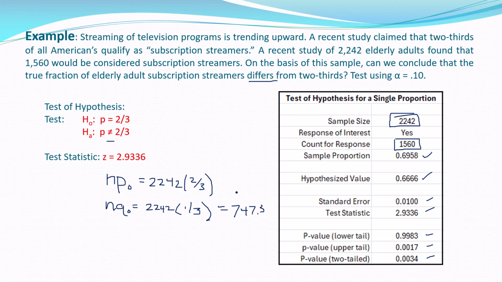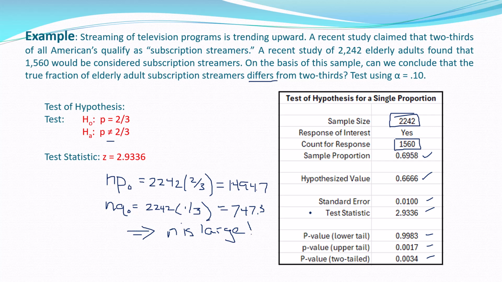Well, that's bigger than 15, and then you multiply it by 2/3. It's obviously going to be a lot bigger. 1494.67. Because both of these are at least 15, the sample is large. Notice I didn't use 30 or more anywhere here. This is the sample size criteria we need for proportions. Now I can move forward.